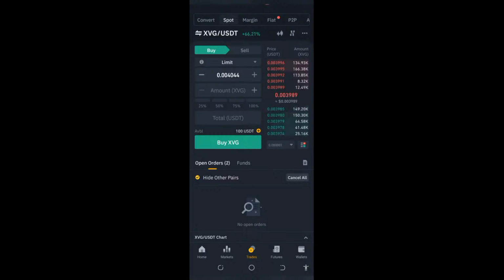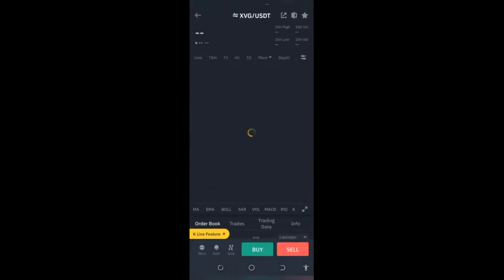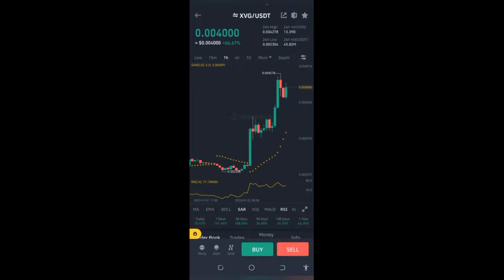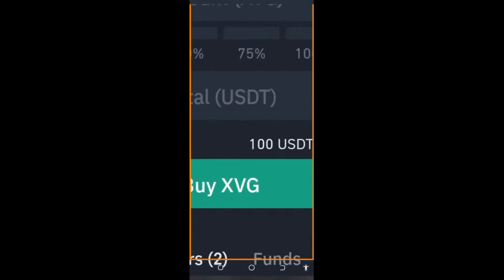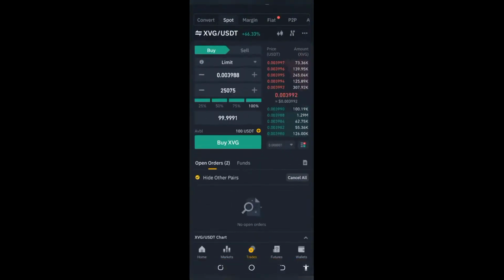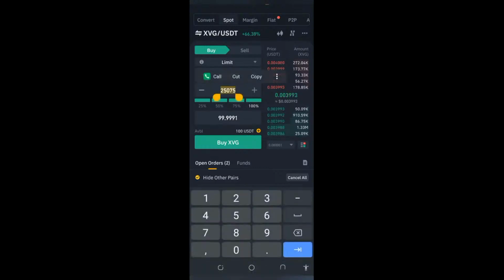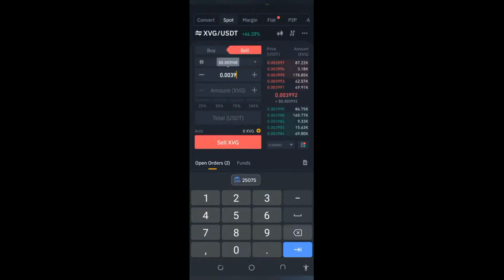Because it's in pump mode, we're just going to go ahead and buy. It's going up and down, but we just have to take advantage of this. Currently we've got 100 USDT, so let's do a quick simulation. The price is really tiny, so we can get a lot of pieces from this. I'm going to sell and change this to 409. Let's just see what this will give us.